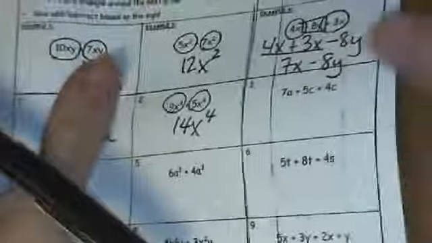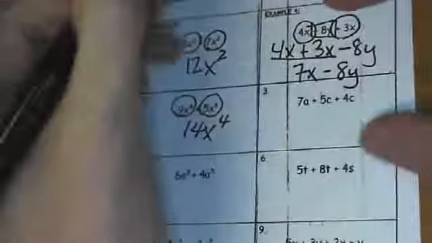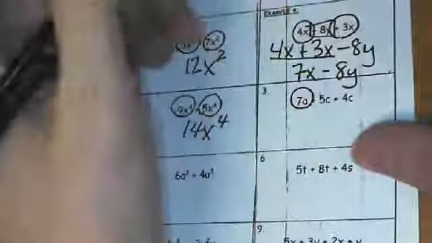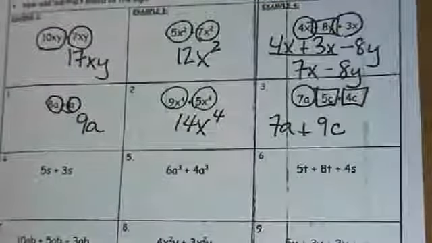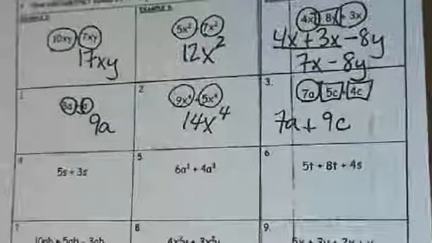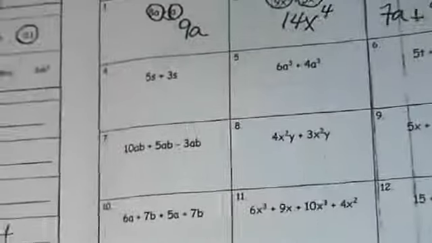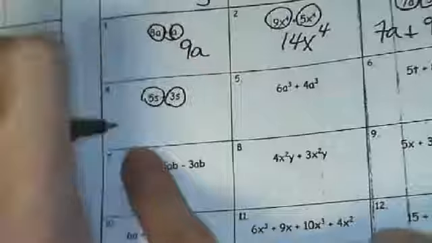And then for number 3, I've got 7a. I don't have any other terms with an a in it, so I'll leave that one alone. Plus, well, 5c and 4c, I can put a rectangle around it because it's the second set of terms. They both have a c, so 5 plus 4 is 9c. And that's it. That's simplified because I can't combine them, they're not like terms. This one, number 4, 5s and 3s, combine them together, and I get 8s, same variable.